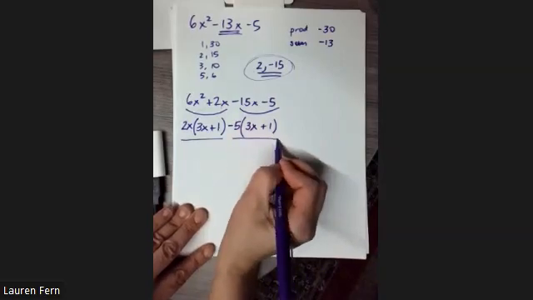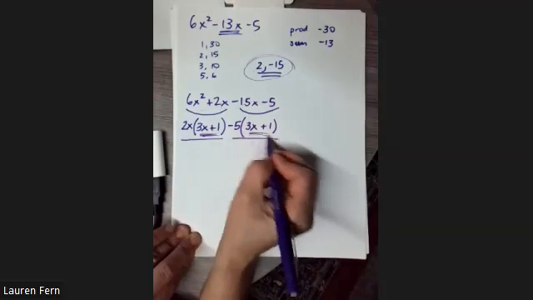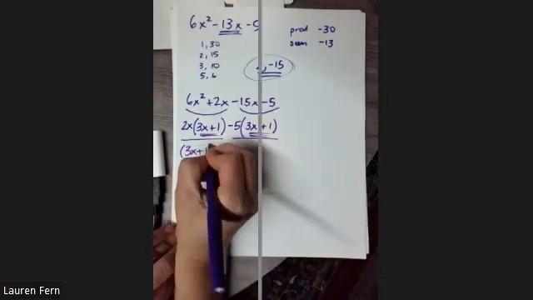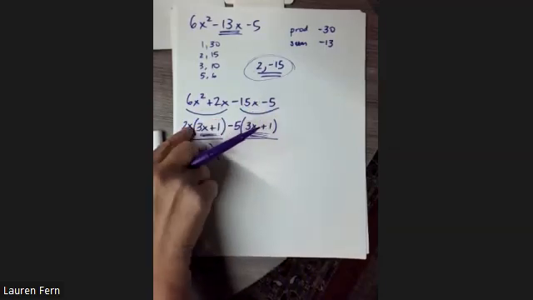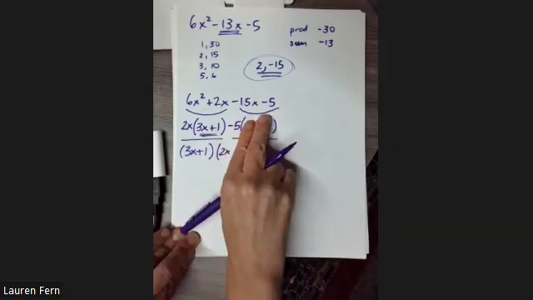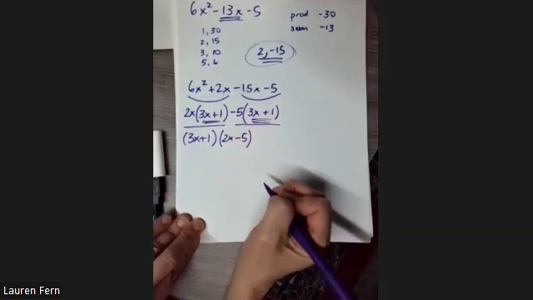Notice now I have 2 terms. And they both have a 3x plus 1 in common. So now I can pull that out. And if I pull the 3x plus 1 out of my first term, I'm left with a 2x. If I pull a 3x plus 1 out of my second term, I'm left with a minus 5.